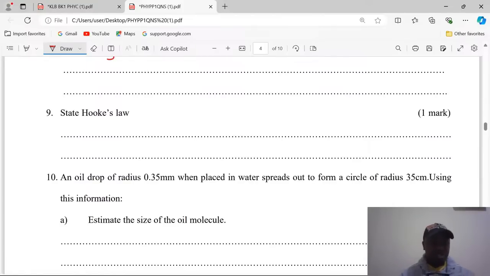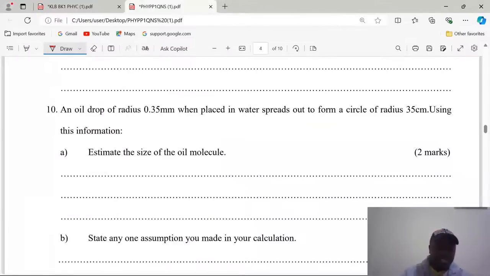State Hooke's law. It should be known that Hooke's law states that for a helical spring or any other elastic material, extension is directly proportional to the force causing the extension, provided the elastic limit is not exceeded. I'll repeat. For a helical spring or other elastic materials, extension is directly proportional to the stretching force, provided the elastic limit is not exceeded.